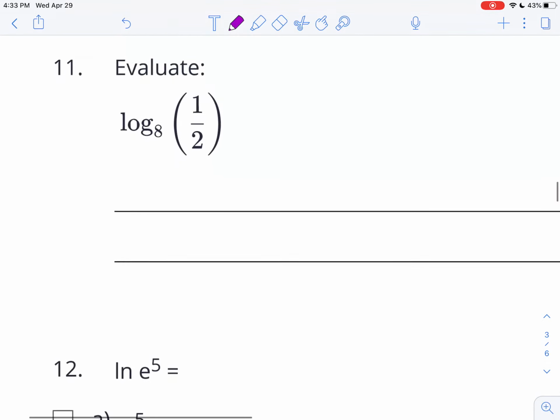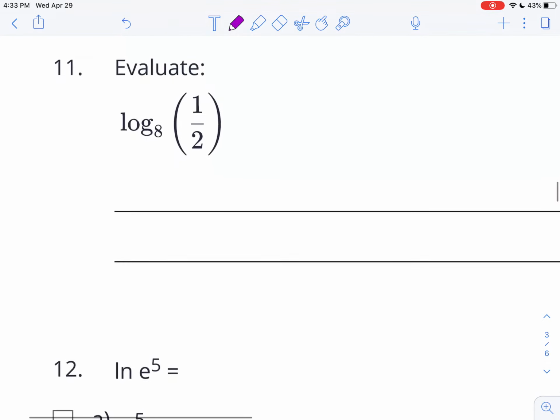All right, special property. Natural log and e are inverses. This was supposed to not be multiple choice. That's okay. So natural log and e are inverses, so they undo each other. So the answer is just 5. So there we go. We'll circle it. We'll check it.